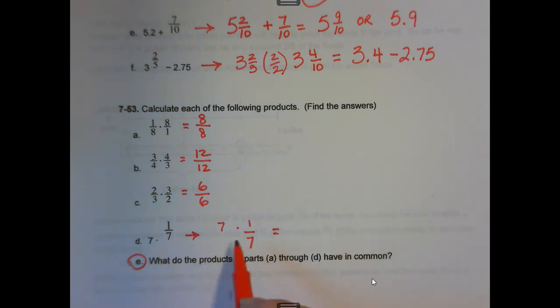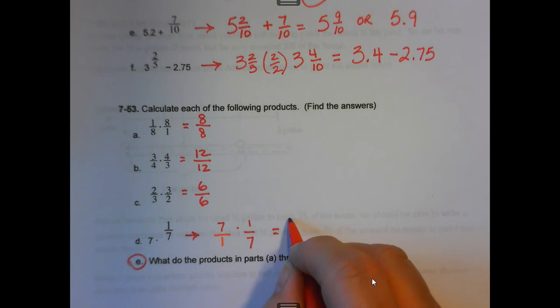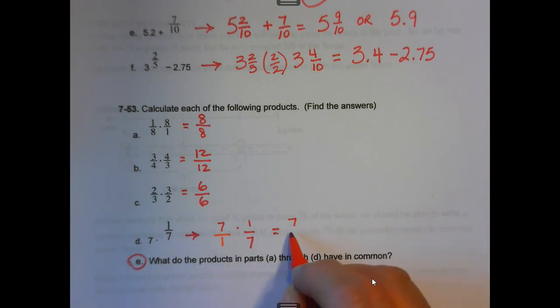Now, we have one more problem to do, and some of you will remember that when Mrs. Mennes-Coon sees a whole number, she likes to rewrite it as a fraction. When we write this as a fraction, we don't change the value, we just change the way it looks when I put it over 1. 7 times 1 is 7. 1 times 7 is 7.